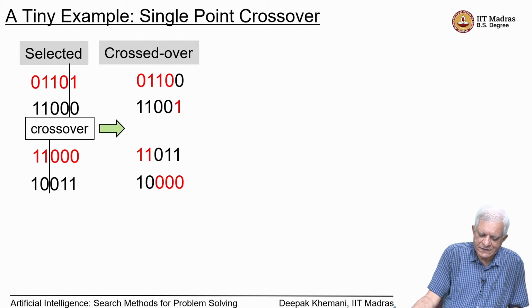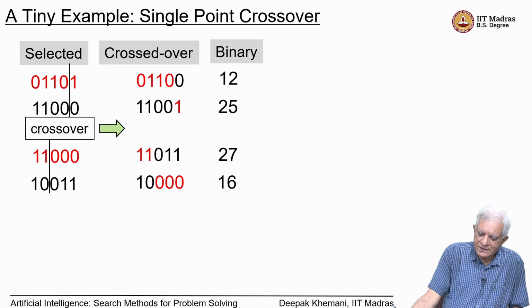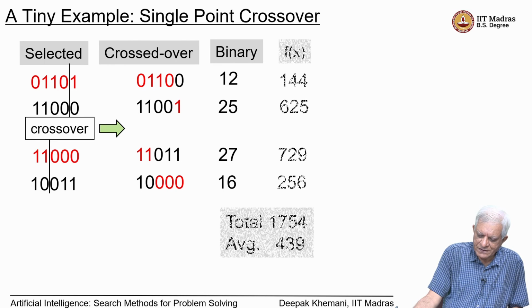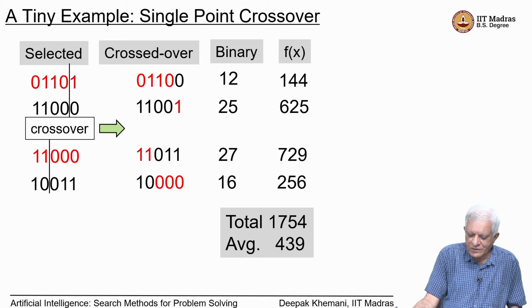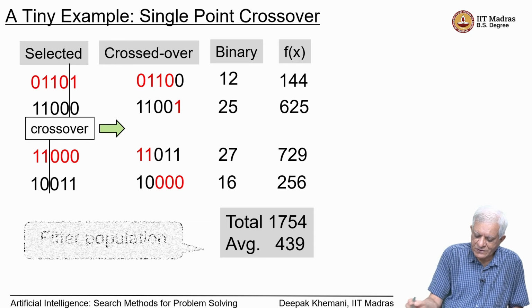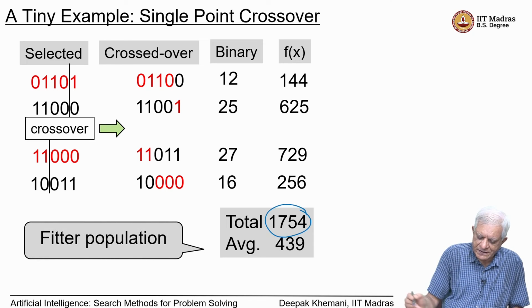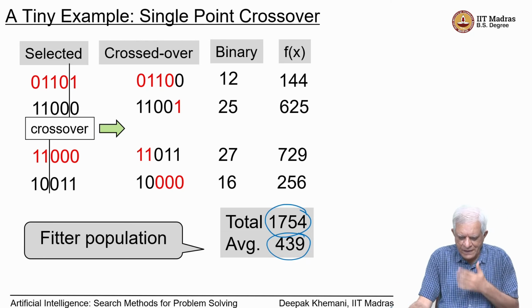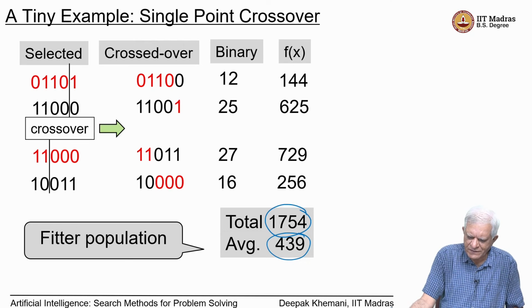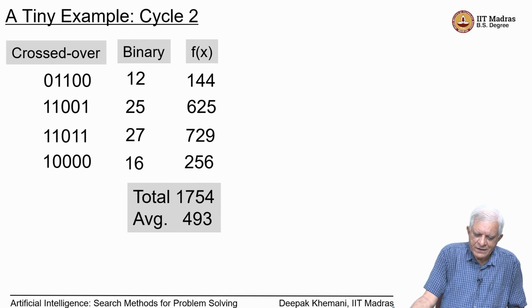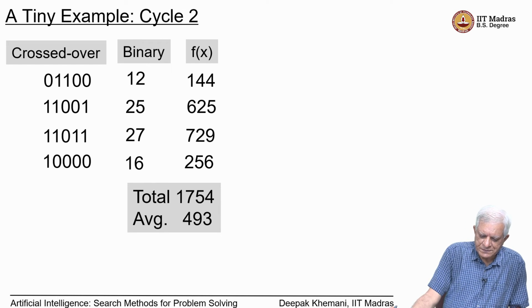the genes as we have seen earlier, and what we get is a new population whose numbers are 12, 25, 27 and 16 respectively. Their fitness values are 144, 625, 729 and so on. You can see that it has become fitter than the previous population, and the average fitness has also gone up to 433. So, this new population is fitter than the previous population, where the fitness function is a square of their binary number representation. What happens in cycle 2?